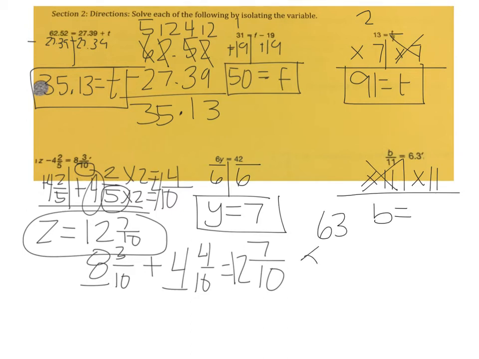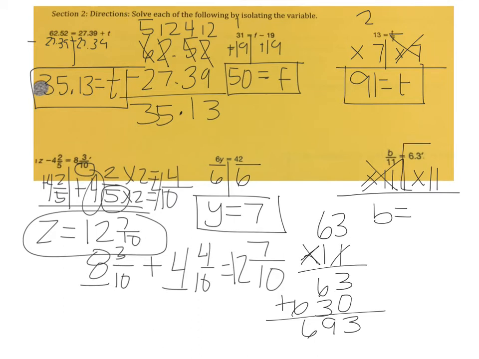So 63 times 11. So 1 times 3 is 3. 1 times 6 is 6. Add a placeholder. 1 times 3 is 3. 1 times 6 is 6. We're going to add these up. 3 plus 0 is 3. 6 plus 3 is 9. And 6. All right, so we got to go back to our problem that we started with right here.